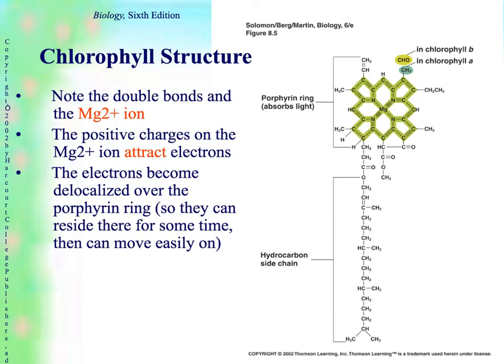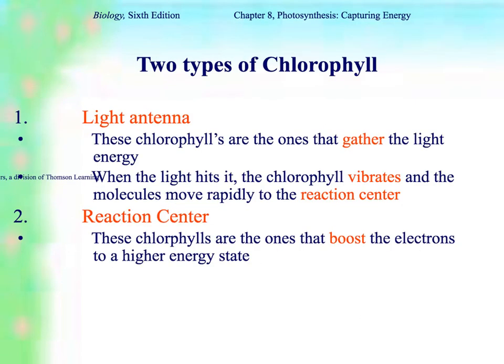All right, so here's the structure of chlorophyll. It has magnesium in the center, and then this is called a porphyrin ring, and that is the part that's responsible for absorbing the light. And so you can see that there's some double bonds involved here. The positive charge on the magnesium ion is what's going to attract the electrons. The electrons become delocalized over the porphyrin ring, so they can stay there for some time, and then they can easily move on.